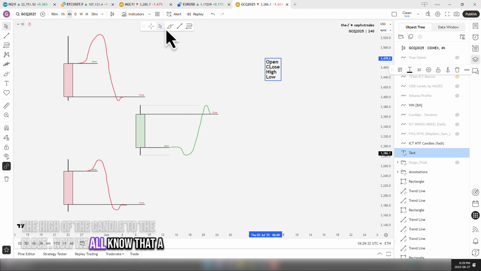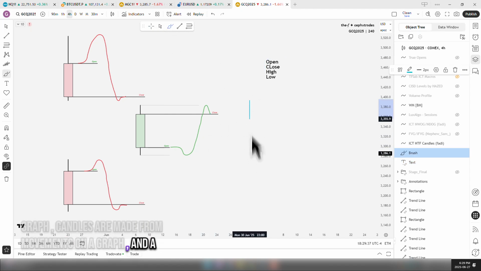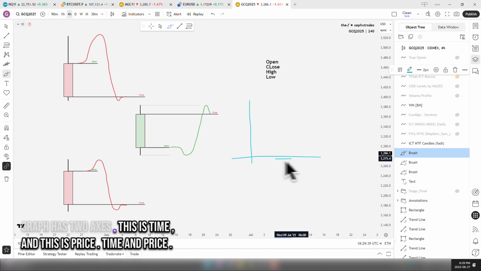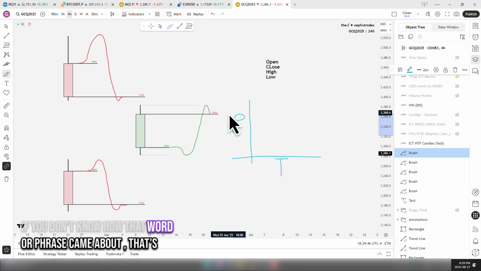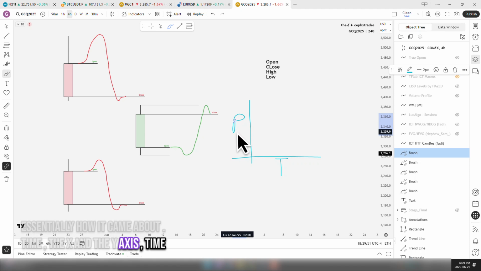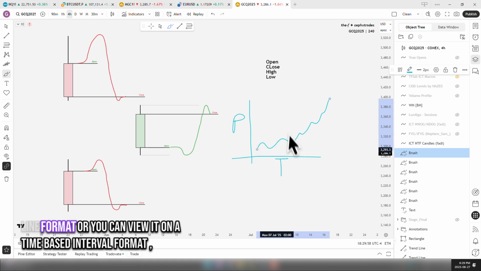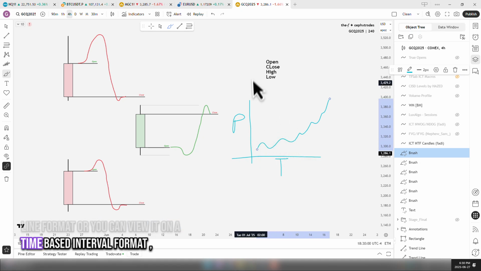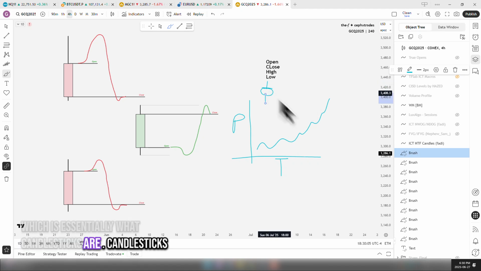Now, we all know that candles are made from movement on a graph, and a graph has two axes. This is time and this is price. Time and price. If you don't know how that phrase came about, that's essentially how it came about. Time, the X and the Y axis, time and price. When price moves, you can either view it in a line format or you can view it on a time-based interval format, which is essentially what candlesticks are.